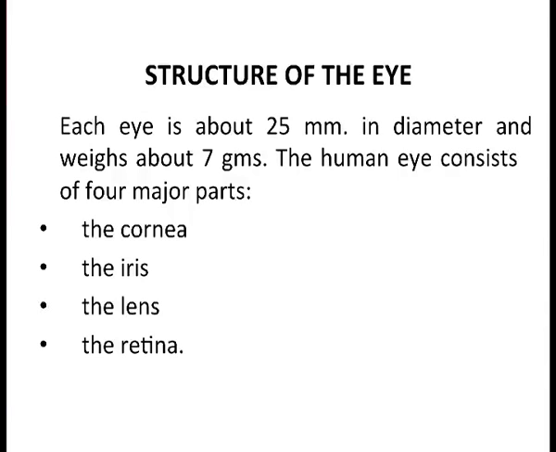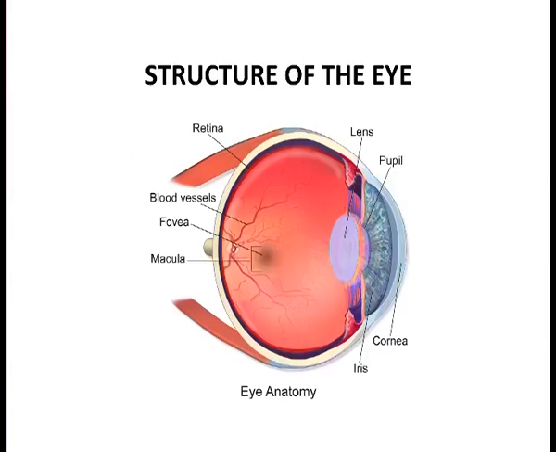Each eye is about 25 mm in diameter and weighs about 7 grams. The human eye consists of 4 major parts. That is, what is there in the structure of the eye is first the cornea, the iris, the lens and the retina. Let us discuss how the light is processed.